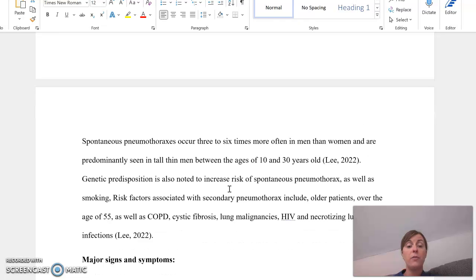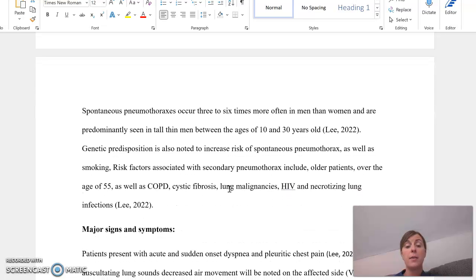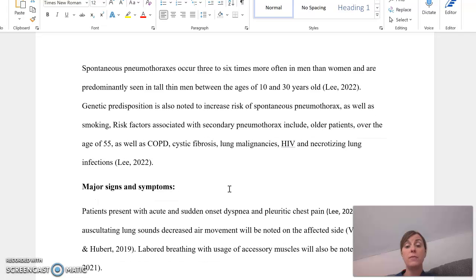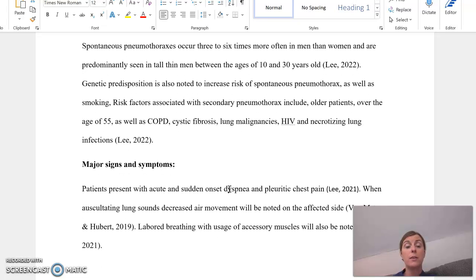The risk factors involved with spontaneous pneumothoraxes: they occur 3 to 6 times more often in men than women, and they're predominantly seen in tall, thin men between the ages of 10 and 30 years old. There is a genetic predisposition that's associated with spontaneous pneumothorax, and smoking also increases the risk.